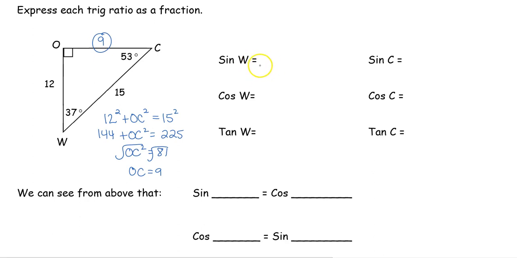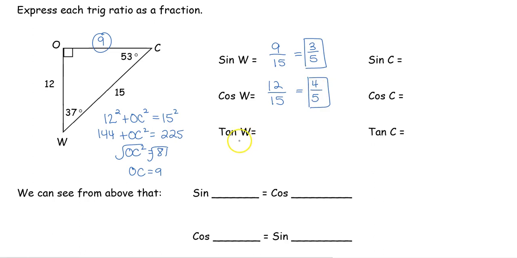So when we start our trig functions, we've got sine of W. Sine is the opposite side, so 9 over the hypotenuse of 15. We always reduce our fractions if we can. 9 over 15 can both be divided by 3, so that reduces down to 3 over 5. Cosine of W, so here's again our reference angle W. Cosine is adjacent, which is going to be 12, over the hypotenuse of 15. Both of those can also be divided by 3, so 12 divided by 3 is 4 over 5.